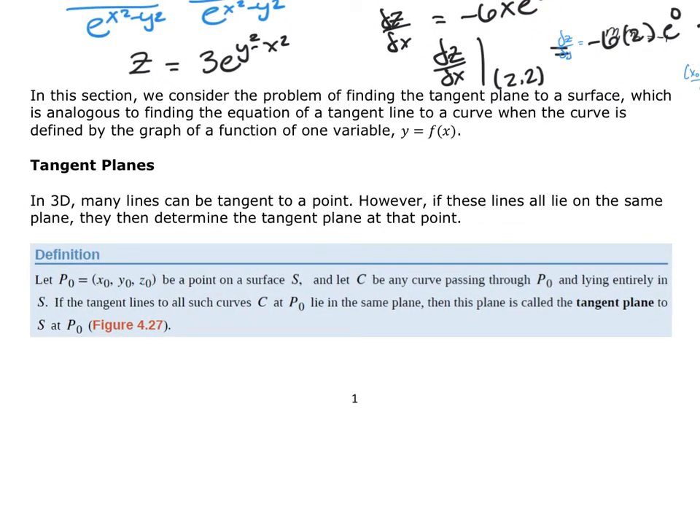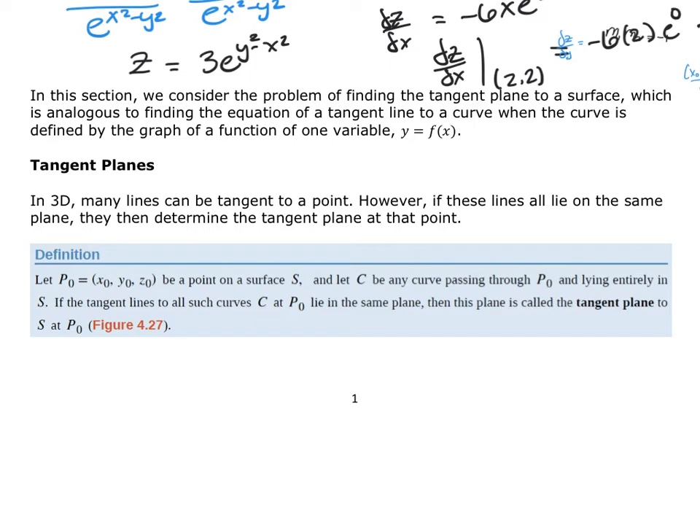So we're looking at tangent planes because we're in 3 dimensions. In 2 dimensions, we had a tangent line. In 3 space, we're going to have tangent planes because we can get an infinite number of lines that can be tangent to a point in 3 space. So let P naught be the point we're looking at on the surface of whatever our equation describes. Let C be a curve passing through our point of interest, lying entirely on the surface. So it has to be on the surface.